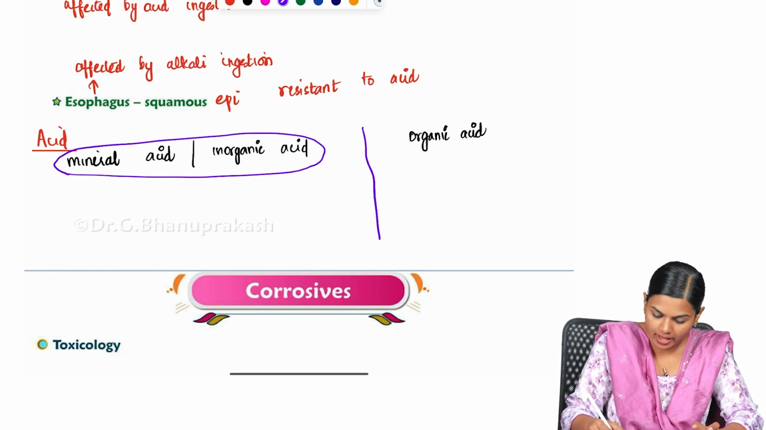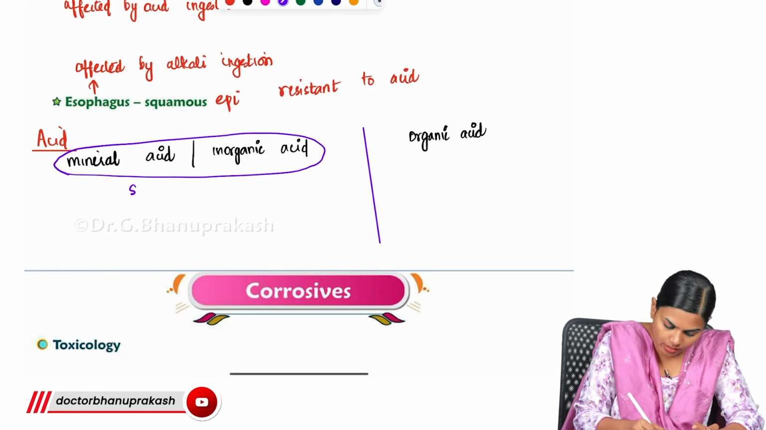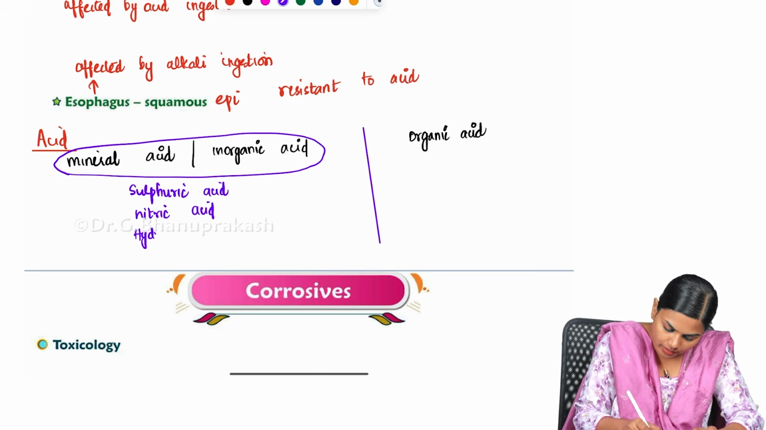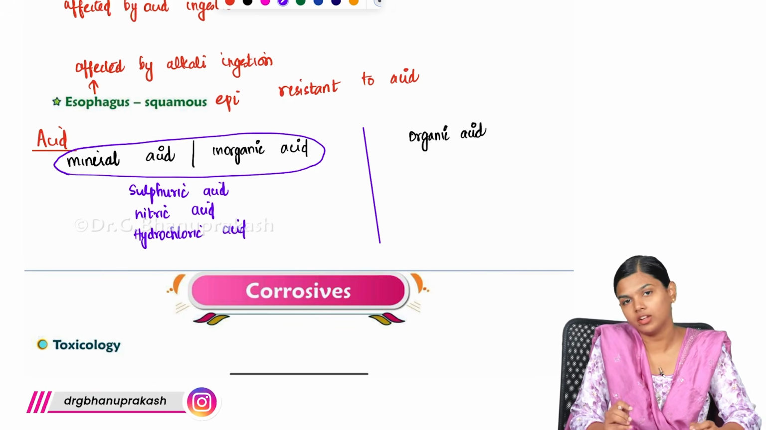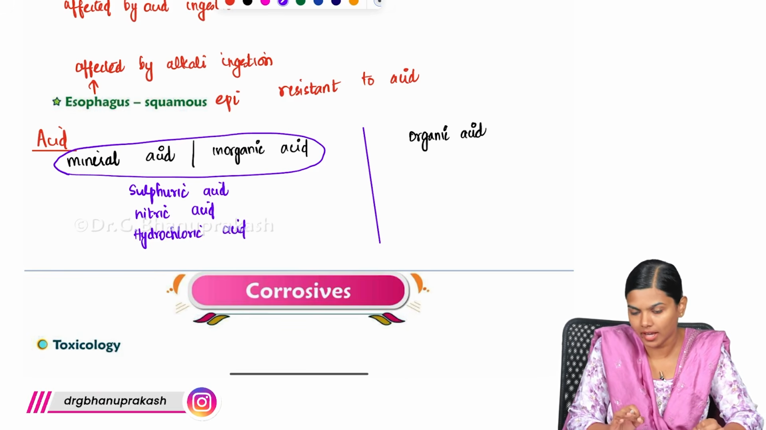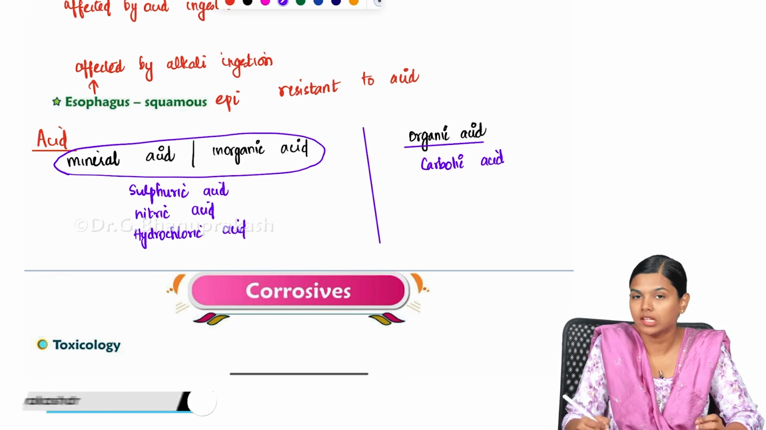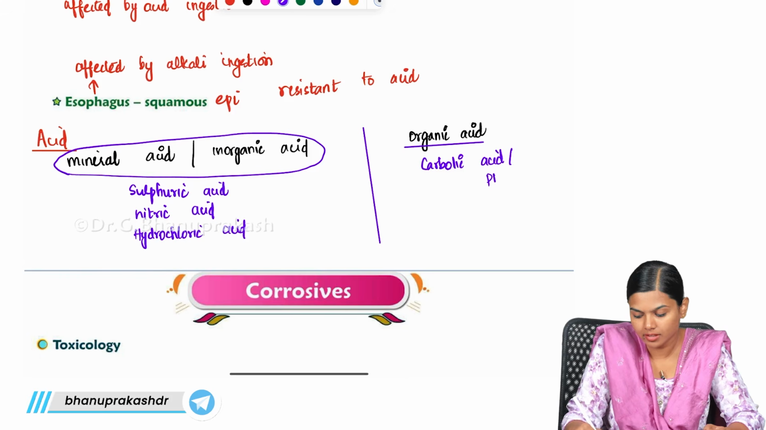All the acids that you normally encounter, sulphuric acid, nitric acid, hydrochloric acid, everything, the common acids that we encounter are mineral acids or inorganic acids. And organic acid is something very specific. You have carbolic acid, which is otherwise known as phenol. Then you have oxalic acid.